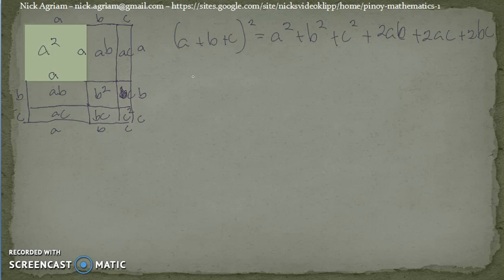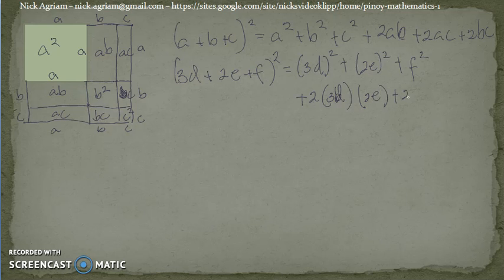Then we have (3d + 2e + f) squared. And we have the square of the first term, 3d, the square of the second term, 2e, the square of the third term, f, plus 2 multiplied by the first term, 3d, and the second term, 2e, plus 2 multiplied by the first term and the last term, plus 2 multiplied by the second term, 2e, and the last term. Then you're finished with that.